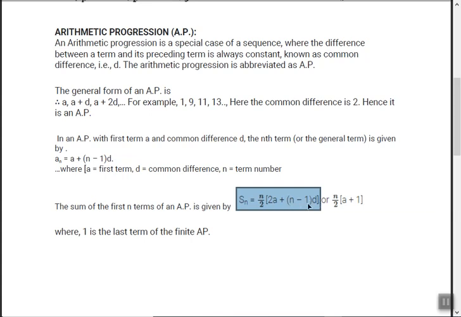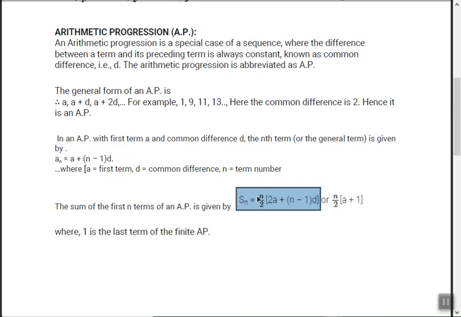Now this can also be written as, see here, 2a you can write as a plus a, right? So what happens? A plus n minus 1 into d. But what is a plus n minus 1 into d? It is An. So you can also write Sn equals n upon 2 into bracket a plus an, right? It should be a plus an.